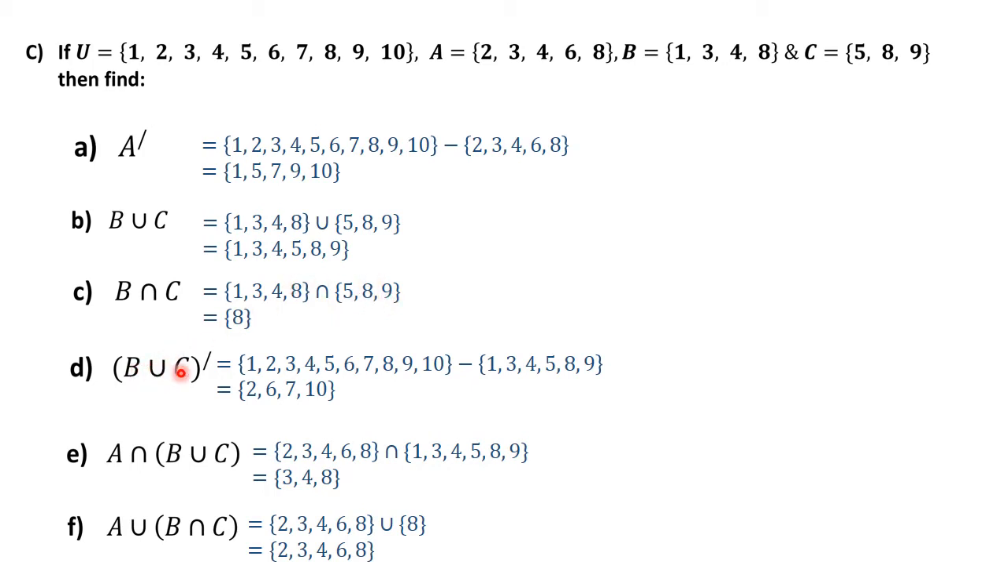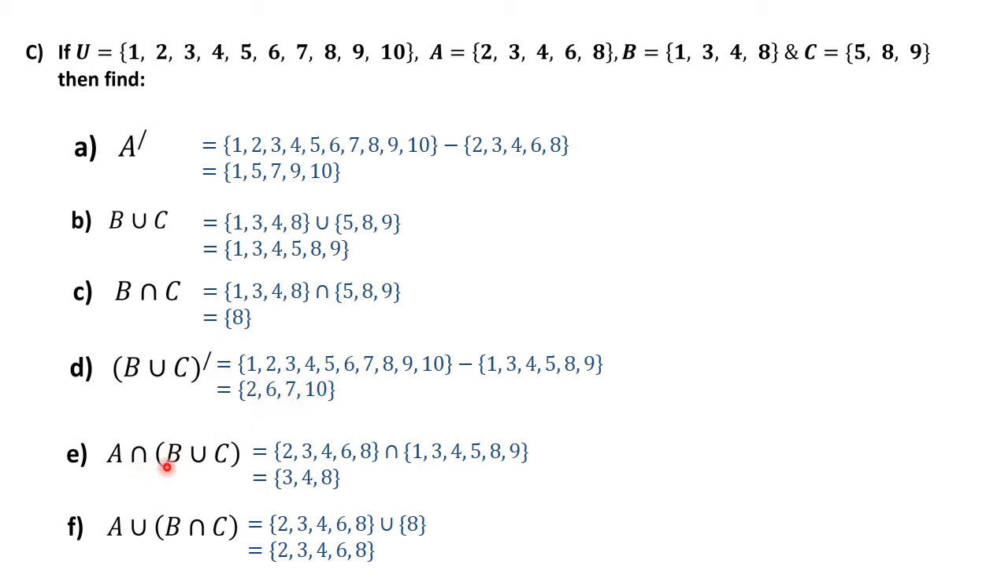B union C complement means U minus B union C. B union C we have 1, 3, 4, 5, 8, 9. Delete the common elements, we'll get 2, 6, 7 and 10.